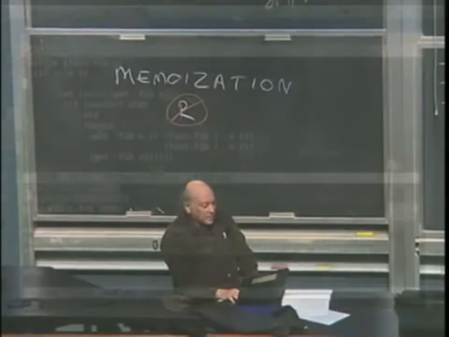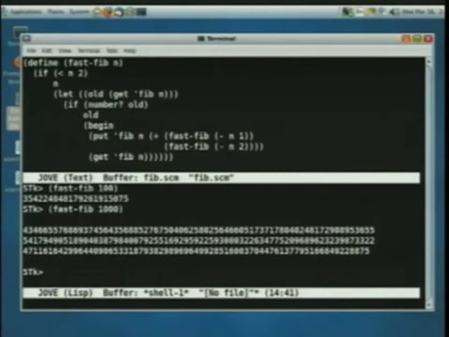FastFib says, if n is less than 2, return n, same as before. And now, let me do a get. This is the kind of get that has two keys. So it's the situation I was telling you about before, where one of the keys is a number. So the first key is the word fib. That's sort of the operator that we're doing. Only instead of a data type, the other key is the number that we want fib of. So we look to see if the number is already in the table. If so, just return it.